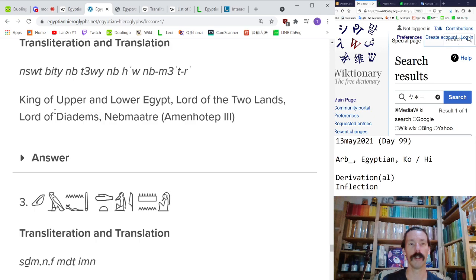Yep. Lord of the Two Lands. The word lord is repeated there: Lord of the Two Lands, Lord of Diadems. So I'm thinking that's NB. And that's also part of this name, Nebmaatre. It's a component. Nesut looks like a feminine noun. Bity, or Egypt. And then two lands, lord.